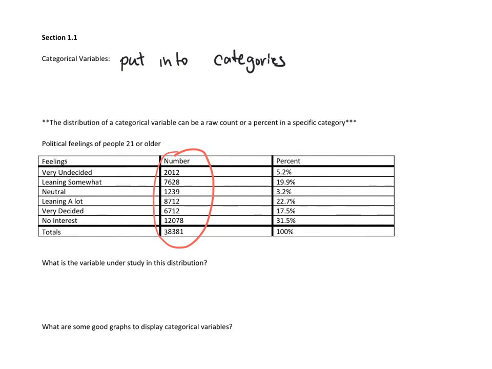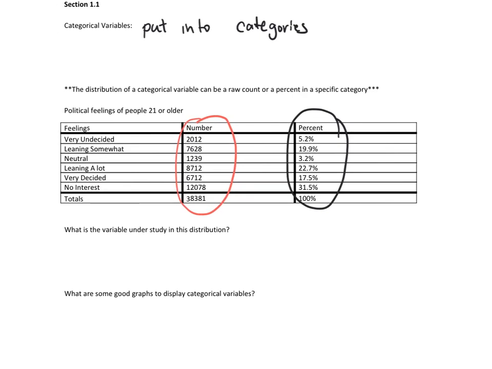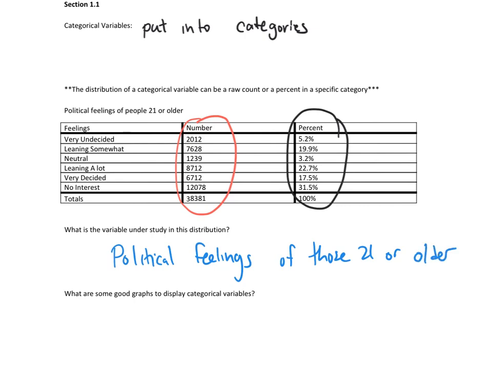Of course, I can also do those as a percent. So here in this column, you can see I've done those as a percentage. Generally, categorical variables can be done as a raw count, like how many in each category, or as a percentage. If we ask what is the variable under study, it's not really any of these feelings, it's actually the political feelings of those 21 or older. That's why this little title is very important, because if I just said feelings, we really wouldn't know what these feelings are about.